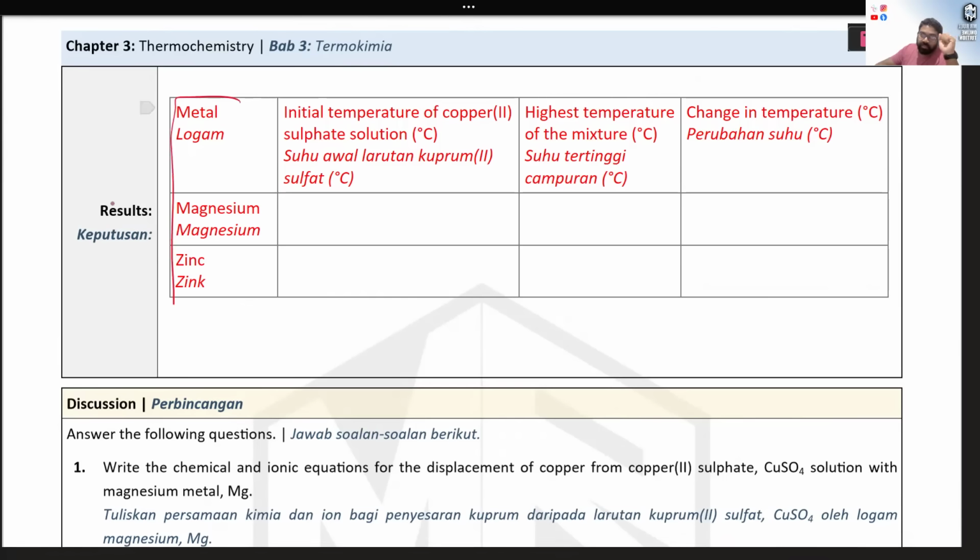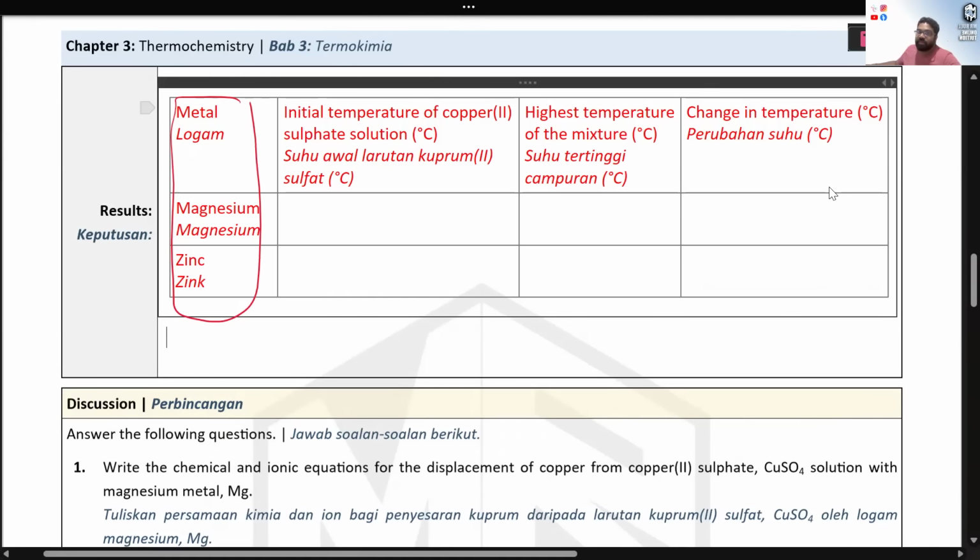Here is the metal, magnesium and zinc, first one. And then you must have RV. MV and RV must be there. However, it's not limited to just MV and RV. You have to check and see if there is anything that the procedure asks us to record. Anything that they ask you to record must be in the table.